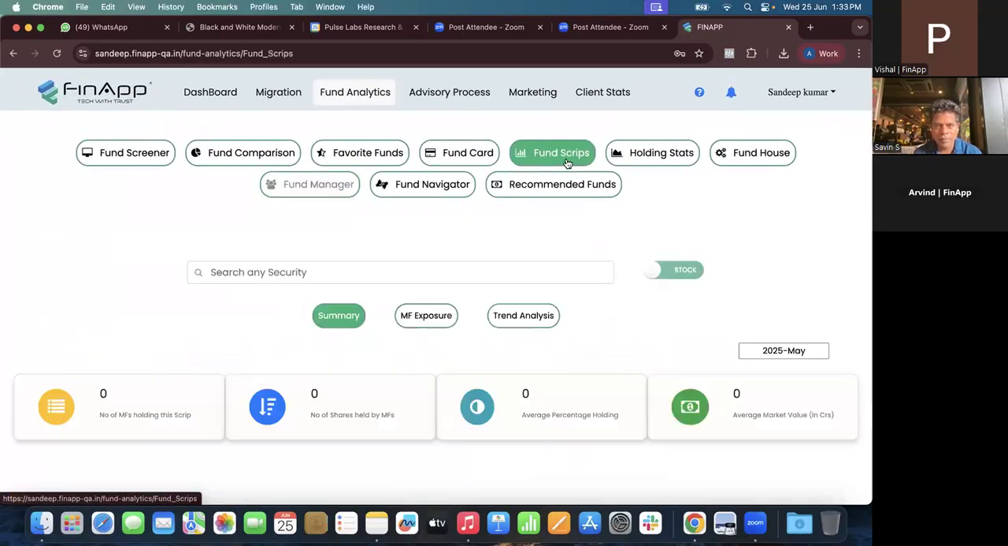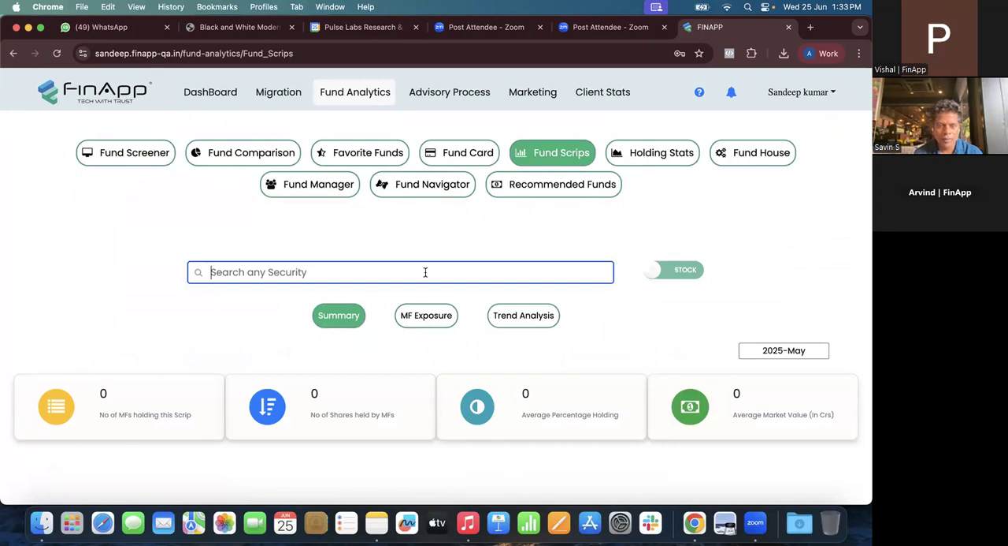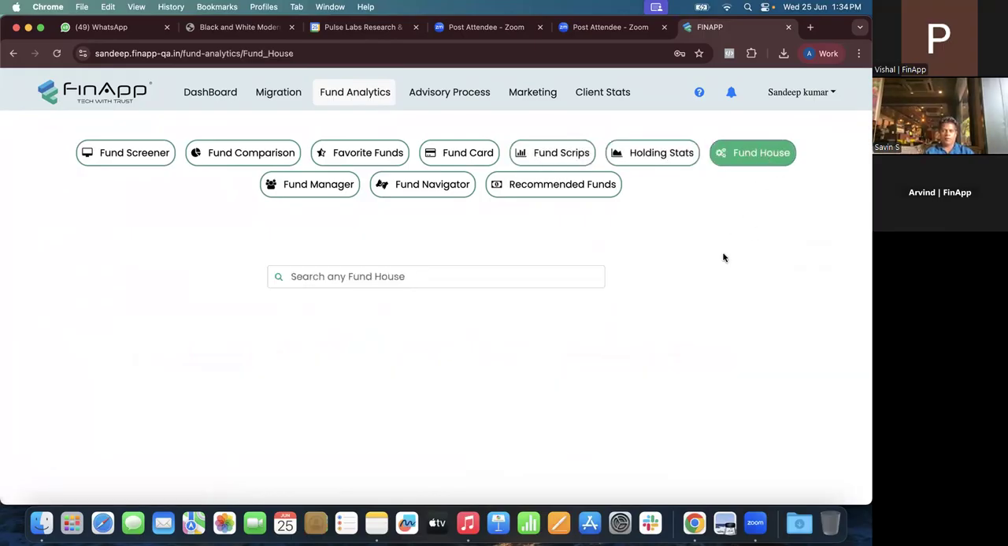Even if you want, you can find out a script also. Sometimes we get to hear about a particular script or a company which has come into the news recently. You want to find out which funds have that script in their portfolio. You can do it here as well. Fund house wise also, all that data is available. So this is a very interesting thing which we have.